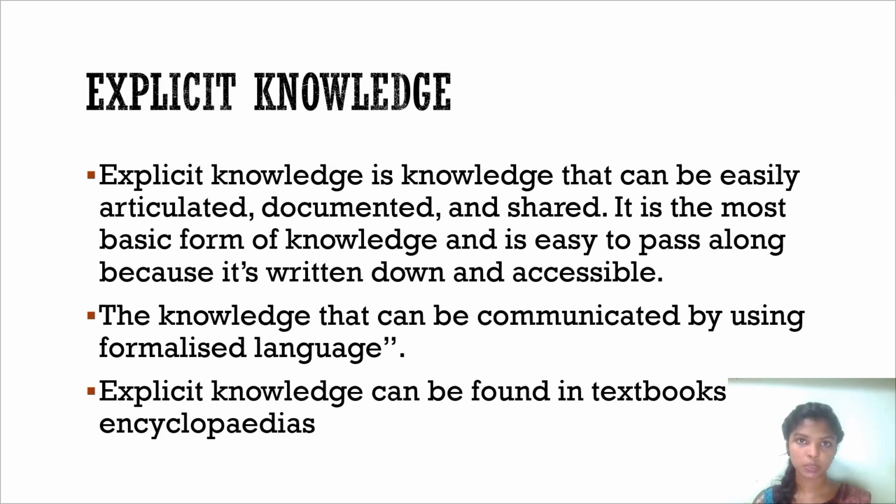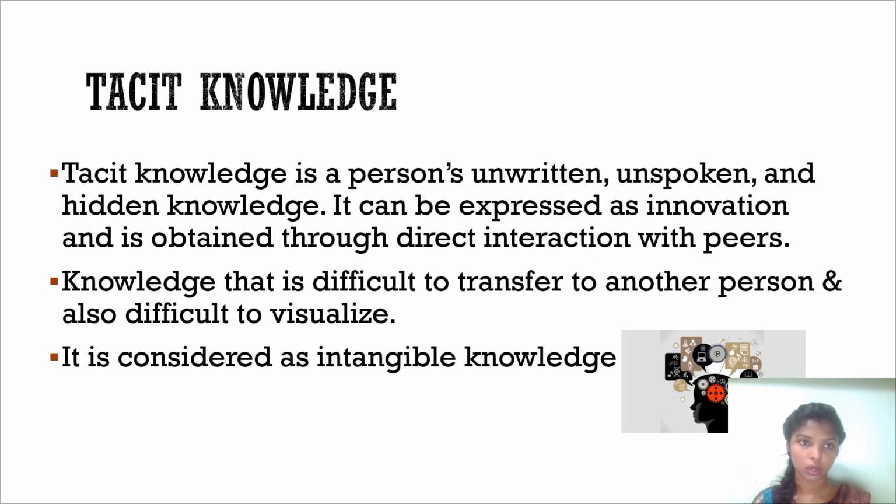Next one is explicit knowledge. Explicit knowledge is knowledge that can be easily articulated, documented, and shared. It is the most basic form of knowledge, and it is easy to pass along because it's written down and accessible.